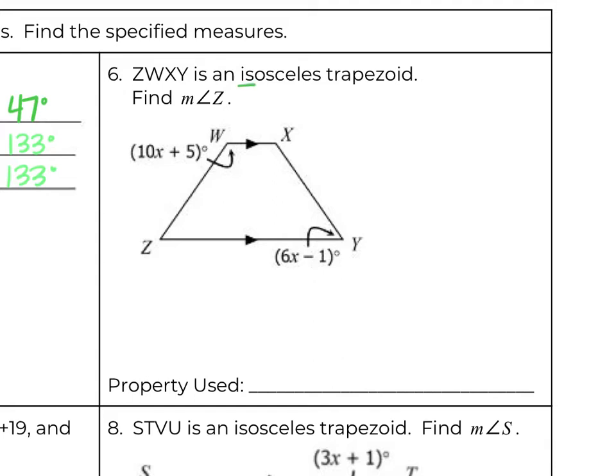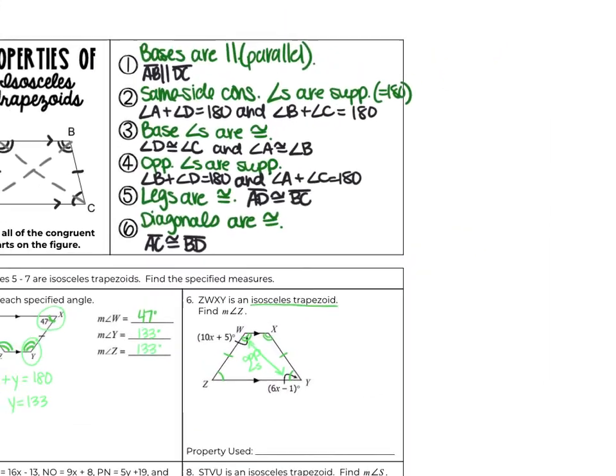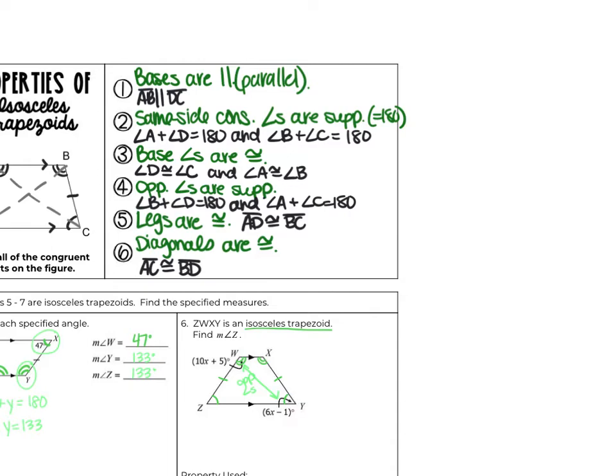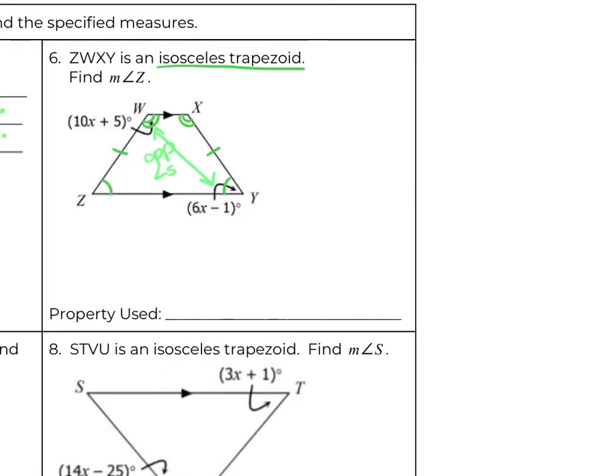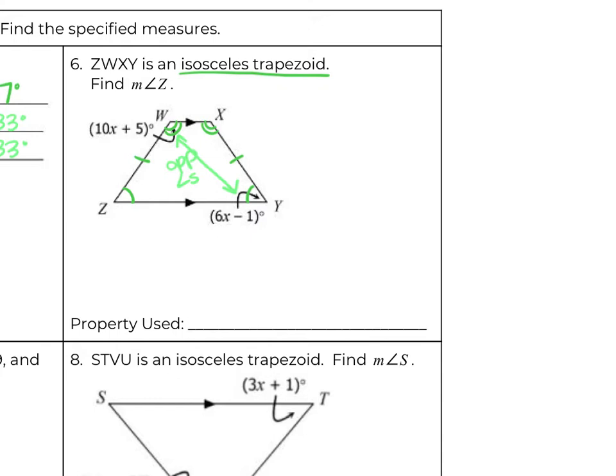ZWXY is an isosceles trapezoid, so that makes those two legs congruent, makes these two angles congruent, and these two. Just a reminder, we actually don't need that here, but to show you. They give us angle W and angle Y, and those are opposite angles, meaning they are, hopefully you remember, but if you need to take a look, opposite angles are supplementary, the fourth property we listed there. So I'm going to start with that from a property.